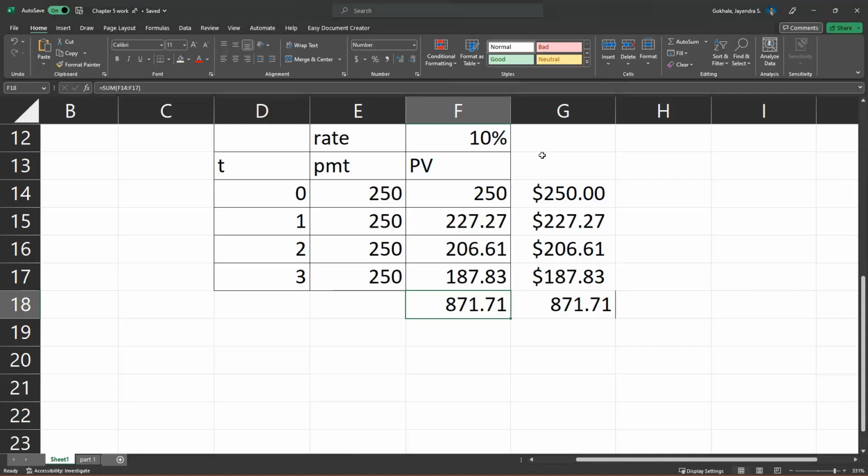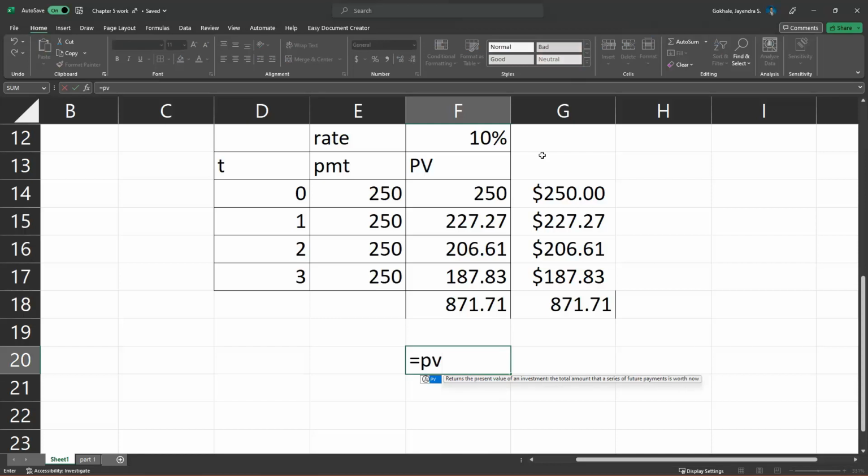Now, can we use annuity due using the TVM, time value of money equation? Yes. Equals present value.